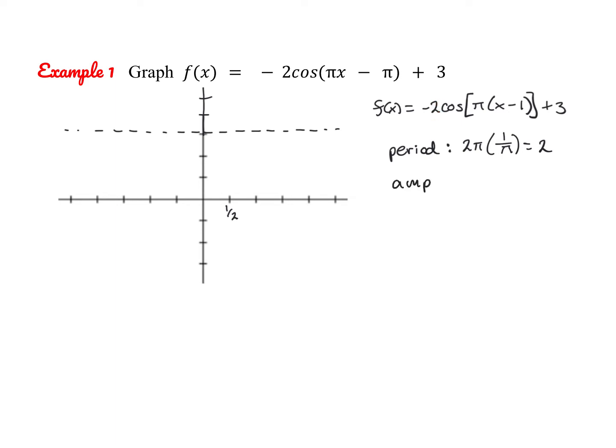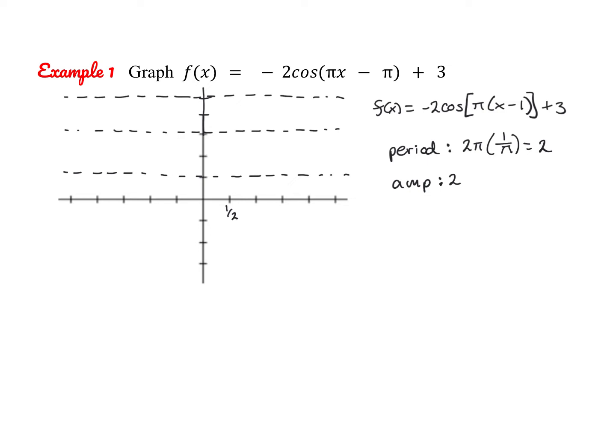So our amplitude here is 2. Remember, amplitude is always positive. This negative is a different transformation. So that means that from my midline, if I go up 2 units or down 2 units, I will have my maximum and minimum values. So it looks like this. So I like to just sketch those in as kind of guidelines for the rest of my graph.